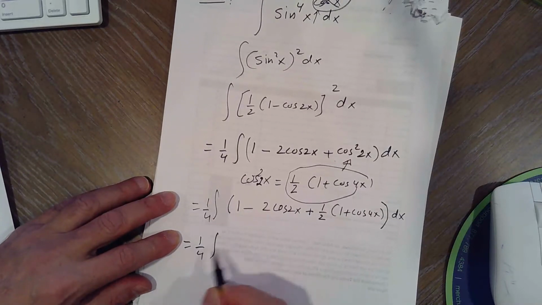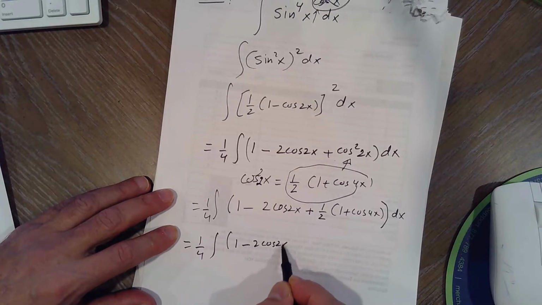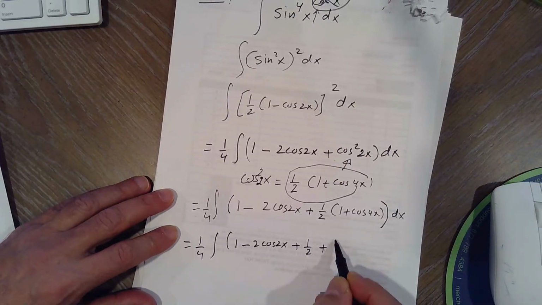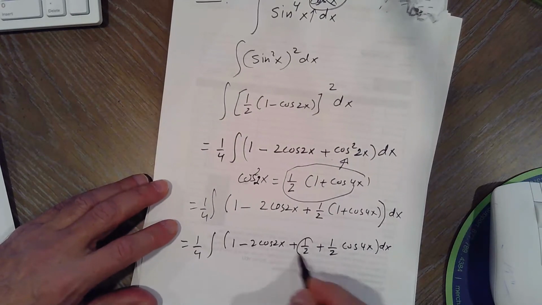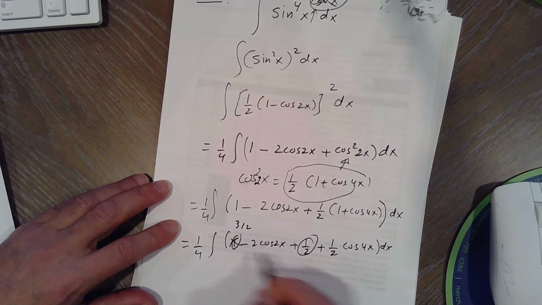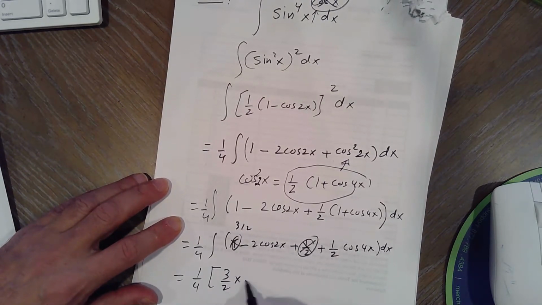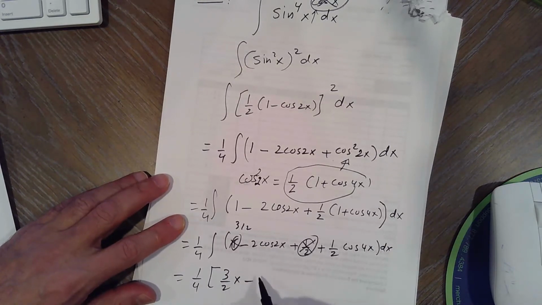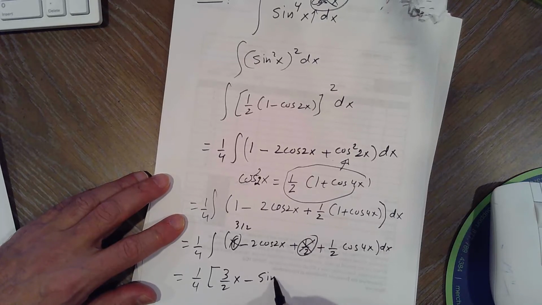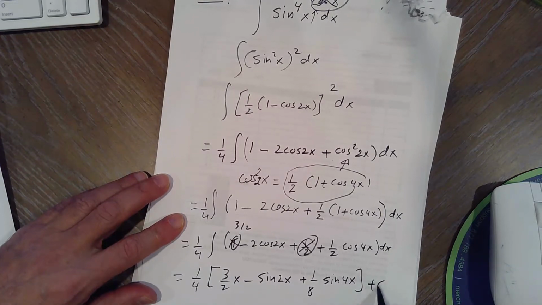So it's 1/4 integral of 1 minus 2 cosine 2x plus 1/2 plus 1/2 cosine 4x dx. So that's 1/2, that's 3/2. So it's 1/4 times 3/2 x. If we integrate, minus 2 divided by 2, so it's minus 1 sine 2x. And then 1/8 sine 4x plus c.